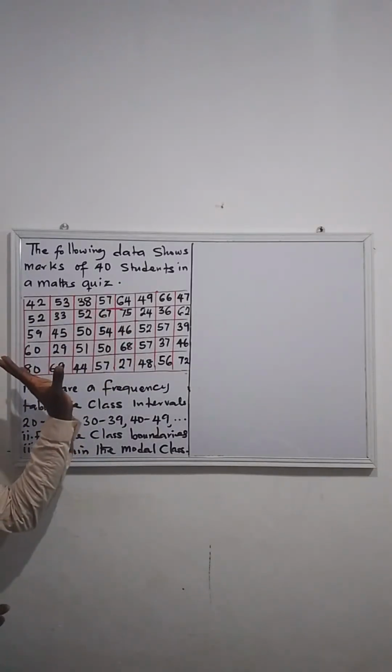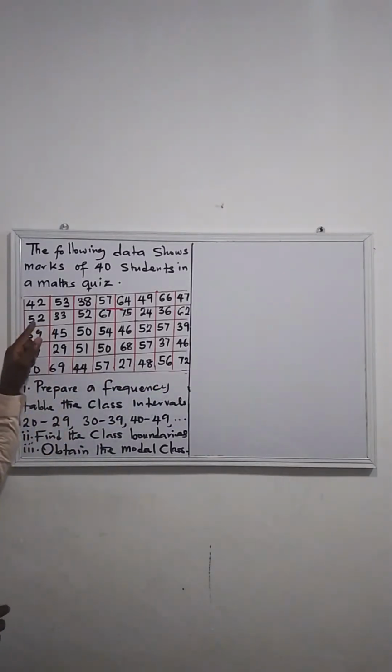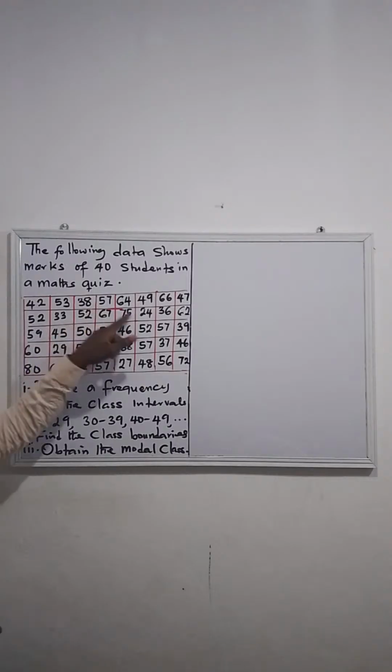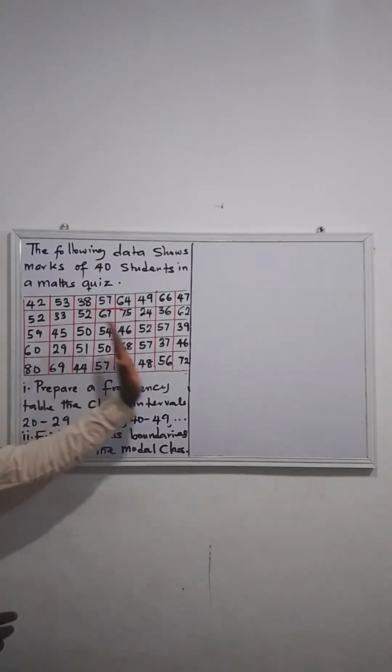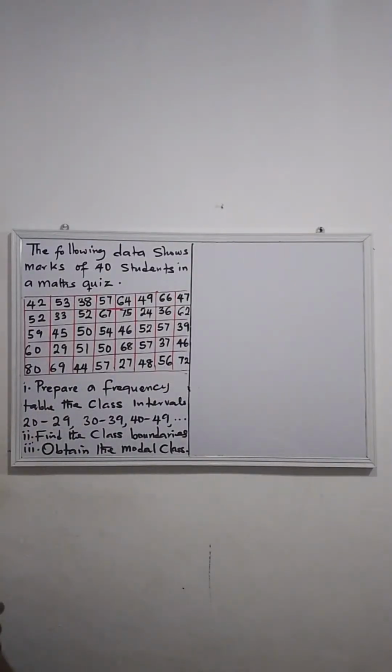Now let us see, do we really understand what the table is talking about? We have a candidate that scored 42, a candidate that scored 53, 38 and so on. These are the scores of 40 students in the mathematics quiz.